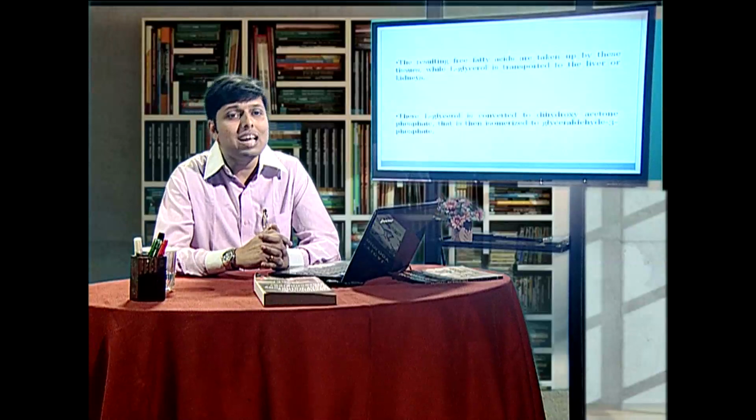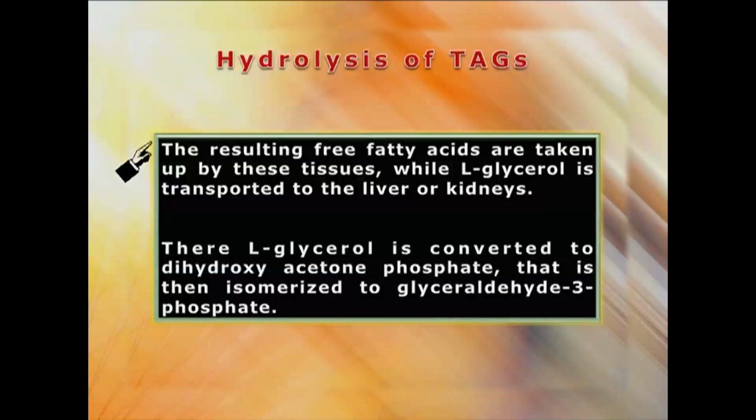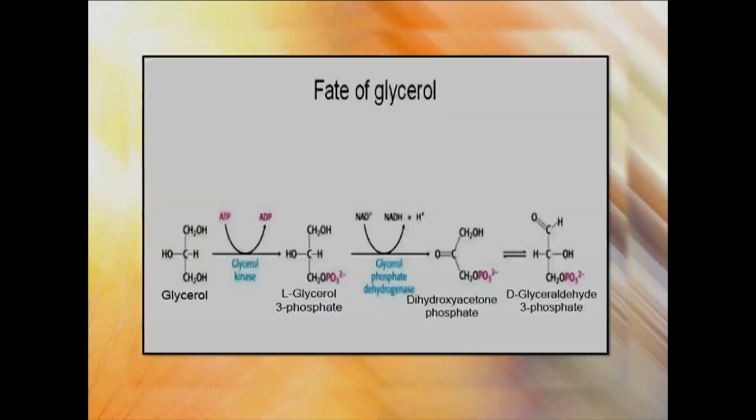The fatty acids are usually taken up by the skeletal muscle cells and the adipose tissue, whereas the glycerol is transported away to the liver where it is further metabolized. As is shown in this particular slide, we can see that L-glycerol is actually first phosphorylated by glycerol kinase to yield glycerol 3-phosphate. This glycerol 3-phosphate is then oxidized to dihydroxyacetone phosphate, and then this dihydroxyacetone phosphate is further isomerized to glyceraldehyde 3-phosphate, both dihydroxyacetone phosphate and glyceraldehyde 3-phosphate being glycolytic intermediates.